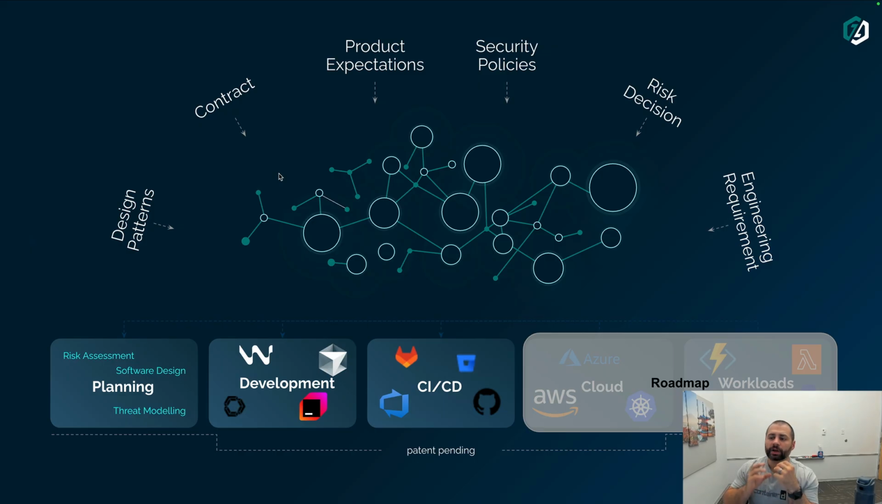specialized databases. One of the ones that are our favorite is the graph database. And so we have a patent pending graph database that we pull all those requirements into, and we generate policy as code from. That's a specialized way of saying ways to automatically enforce whatever those requirements are on different parts of your software development lifecycle. So that might be at the planning phase, the development phase, CI/CD, or even we've got on the roadmap things for the cloud or workloads.